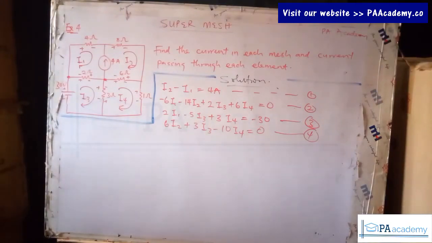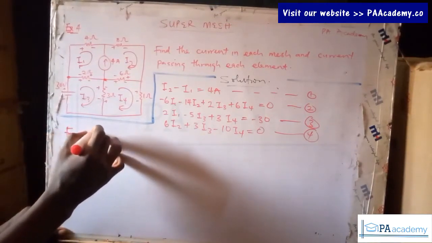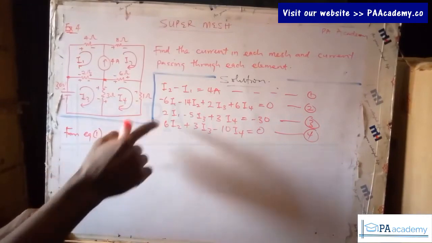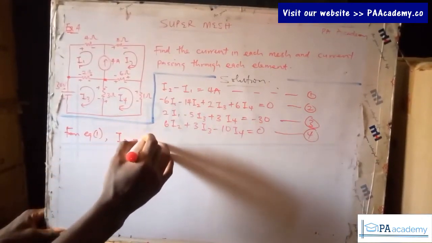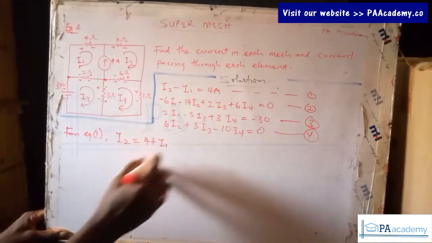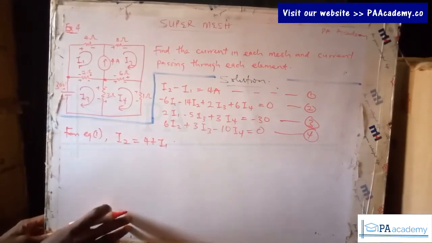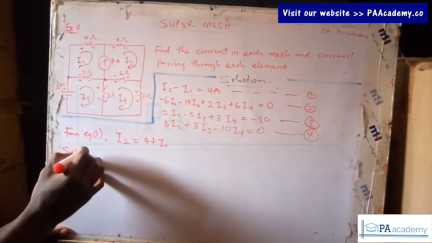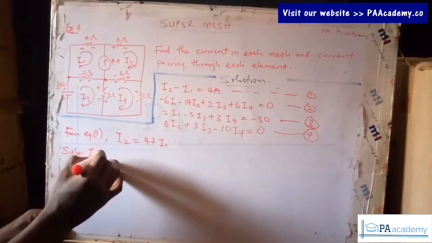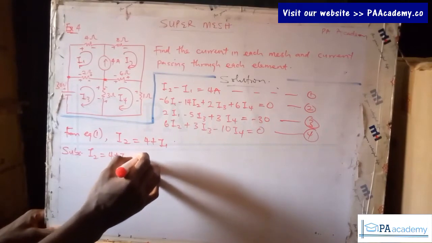So for us to simplify it, from equation 1, let me write it here, from this equation 1 we can take it as I2 equals to 4 plus I1. Are you following? So where we have I2 equals to 4 plus I1. What we are going to do is substitute I2 equals to 4 plus I1 into equation 4.